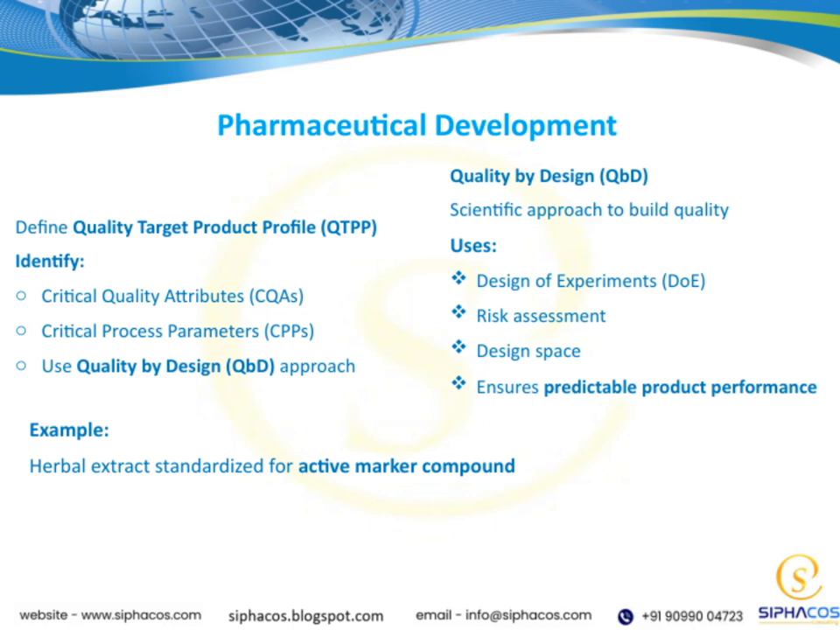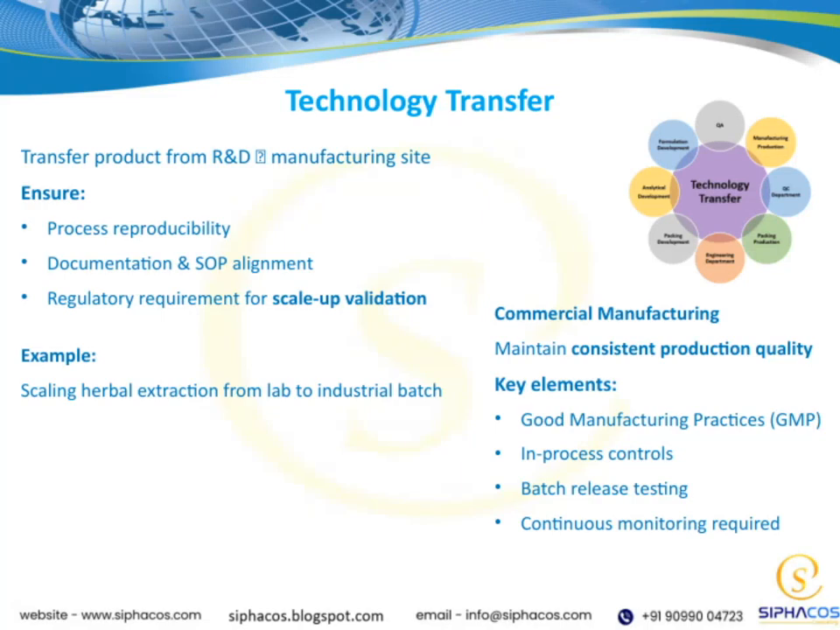Speaking of development, the first step is defining the Quality Target Product Profile, or QTPP. This sets the overall goals for our product's quality. From there, we identify critical quality attributes, or CQAs. These are the characteristics that must be controlled to meet our quality objectives. We also pinpoint critical process parameters, or CPPs, which are the process variables that impact CQAs. By using the QBD approach throughout, we create a more robust, predictable development process that ultimately leads to a safer and more effective product. Let's talk about commercial manufacturing.